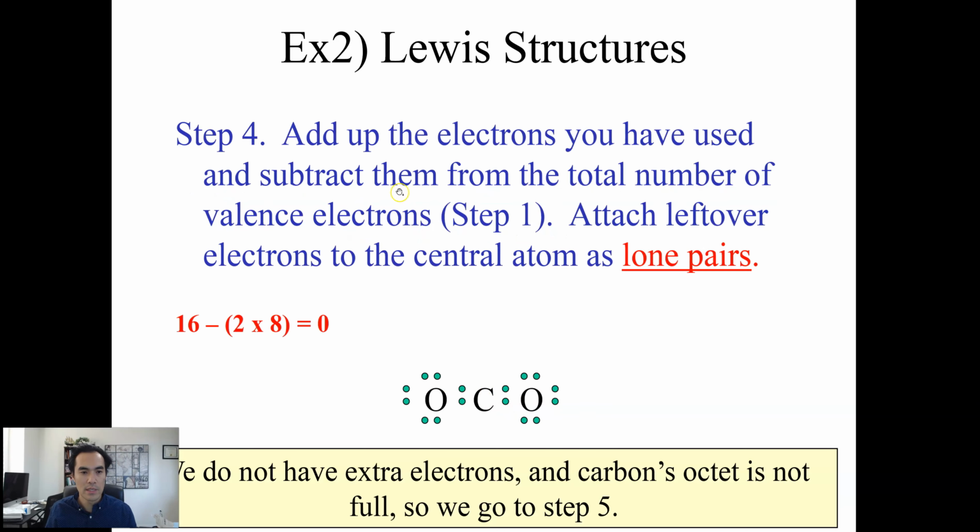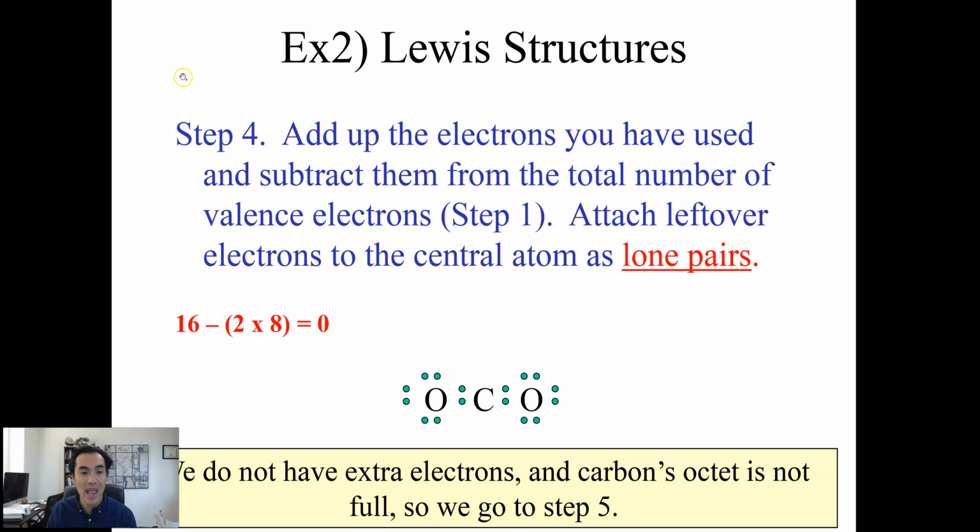So the problem here is that if you add them all up and you subtract them, you're going to end up with 0 lone pairs. If you add up all the electrons you have used and subtract them from the total number of electrons, you actually have 0 lone pairs. So we do not have extra electrons, and carbon's octet is not full. So now what do we do? We can't add any more electrons.